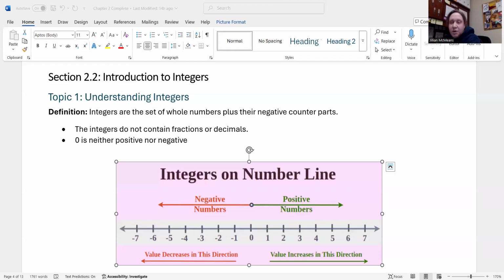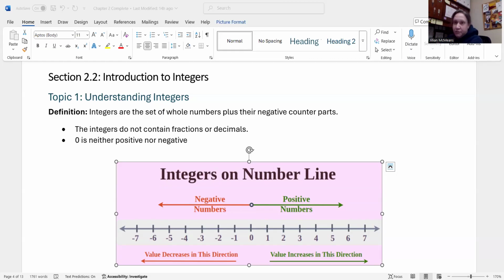For our next section, we're going to start talking about the set of integers. And in this first video, we're going to do just kind of a broad overview of what the set of integers are and what they look like. So for a definition, it says the integers are the set of whole numbers plus their negative counterparts. Let's really think about that.